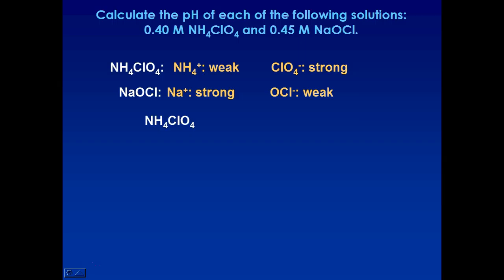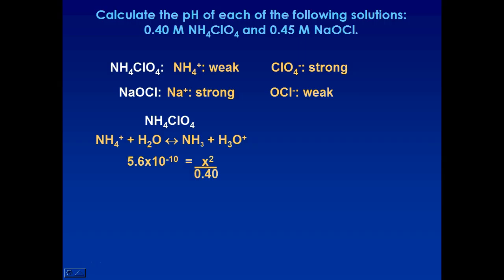The part that's going to play a role with NH4ClO4 is the NH4 plus. When I add that to water, it can only donate a proton, which is where we see the hydrogen ions being generated. So your K expression would be the NH3 and the H3O plus over the NH4 plus, and you should be able to get the Ka value from your chart.